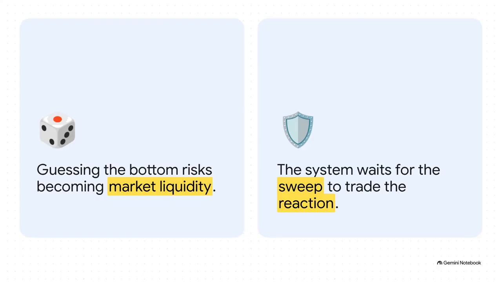And honestly, this is exactly how you stop being the hunted and finally become the hunter. If you're out there guessing the bottom, you are running a massive risk of becoming the market's liquidity yourself. But this 4-candle system forces you to wait for the sweep and just trade the reaction. You are patiently letting the trap spring first, which keeps your capital perfectly protected.